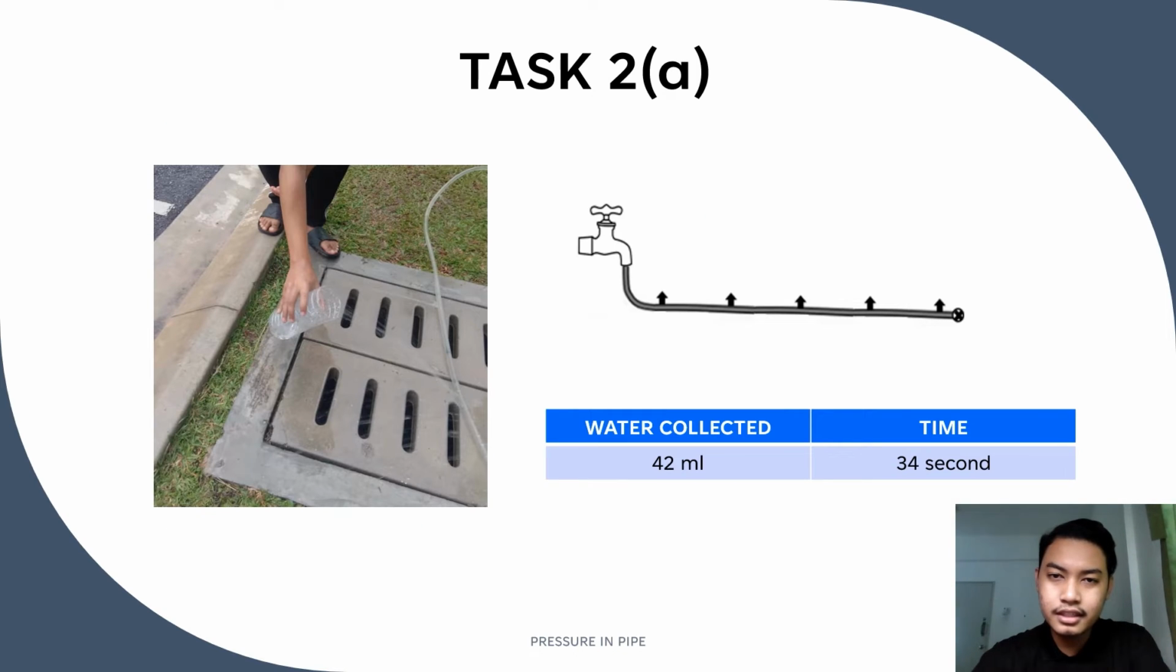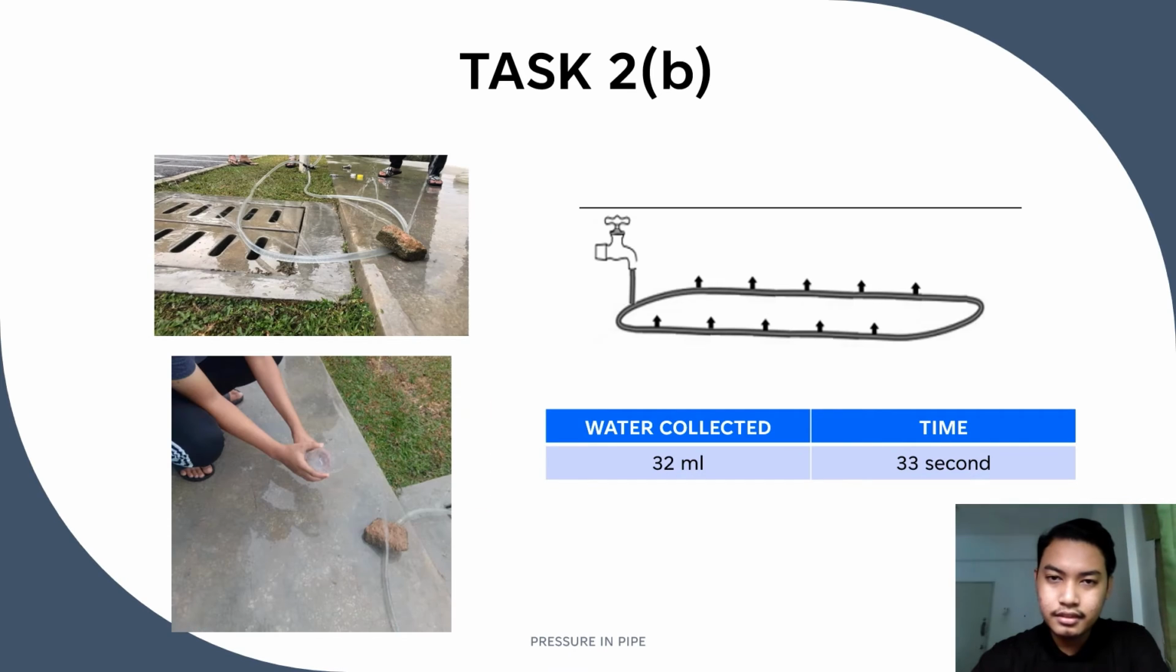Next, Task 2A, we get 42 milliliters of water in 34 seconds. Task 2B, we get 32 milliliters of collected water in 33 seconds.